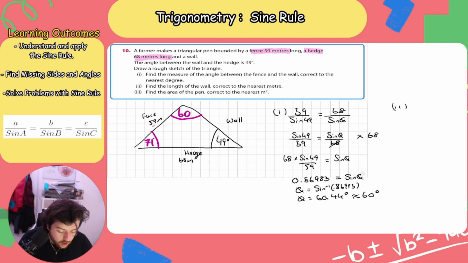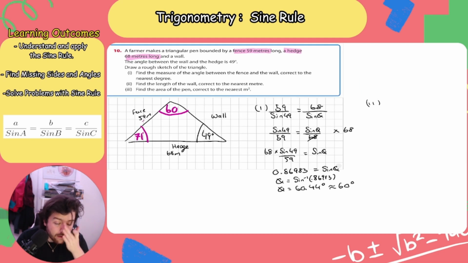Find the length of the wall correct to the nearest meter. Well, again, now I have all my angles on my triangle, and I'm just looking for the wall. So using my sine rule, I know my wall W divided by sine 71 should be equal to 59 divided by sine 49. Now you could use 68 divided by sine 60.